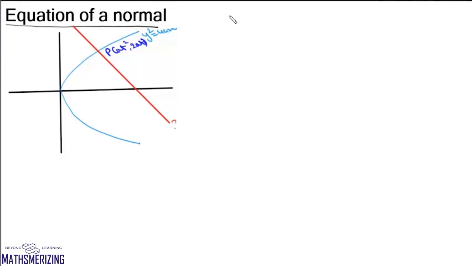Now we know that for any point P (at square, 2at) lying on the parabola, the slope of tangent is given by 1 upon t. Now if the slope of tangent is 1 upon t, then we can write the slope of normal as minus t. So at any point P on this parabola, the slope of normal is minus t. Now we have the slope, we also have this point.